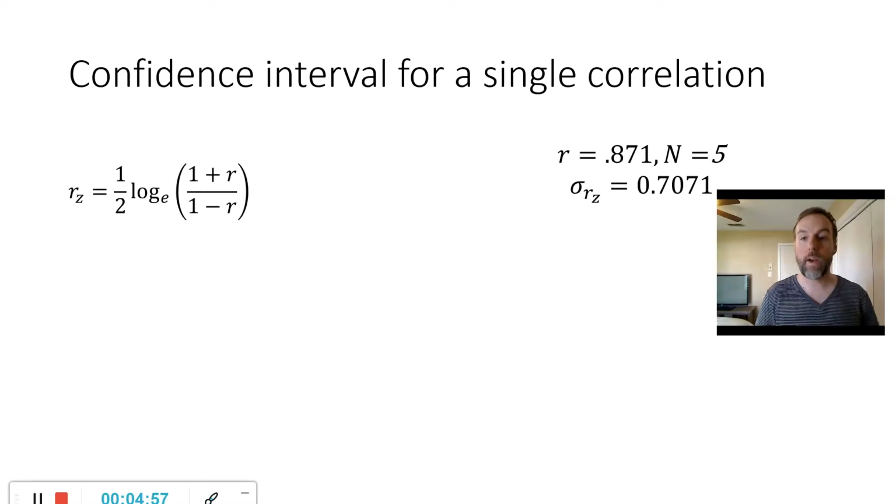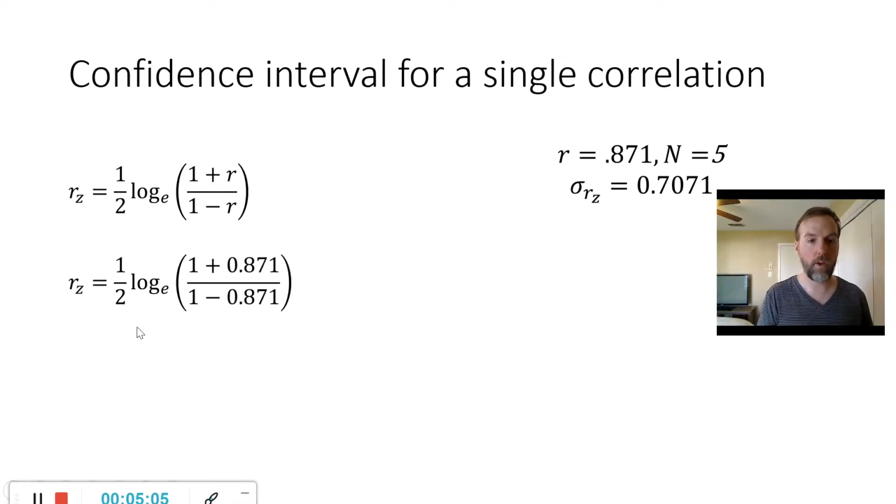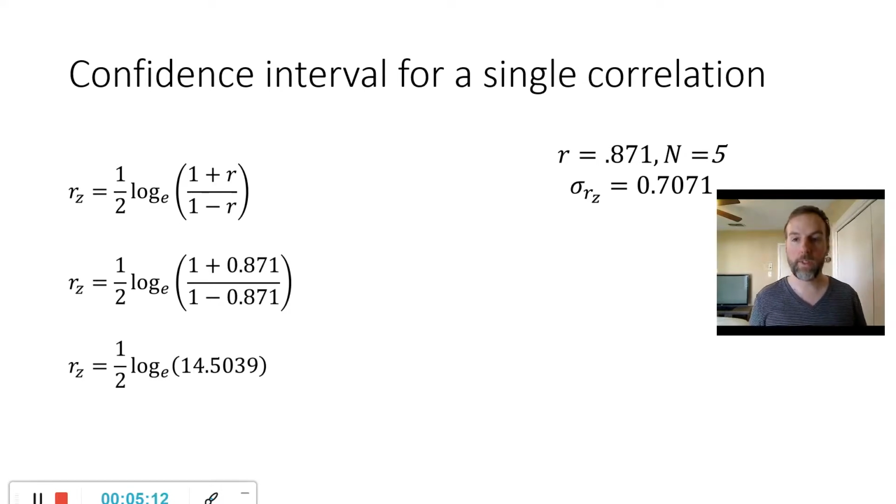Now we need to transform a correlation coefficient from R to R sub z. So we're going to use this formula, and we're going to put in our correlation coefficient, 0.871. We'll do a little bit of math here. We can use a calculator or Google to calculate the natural log, and we're going to get an R sub z value of 1.3372. And it makes sense here.